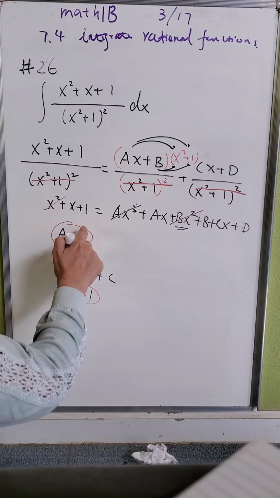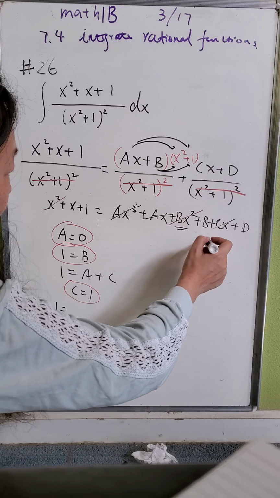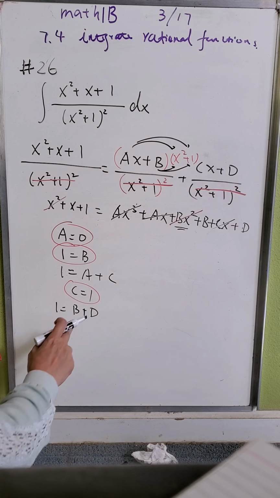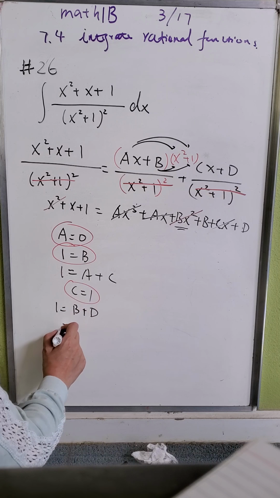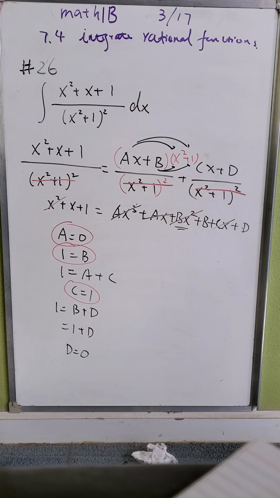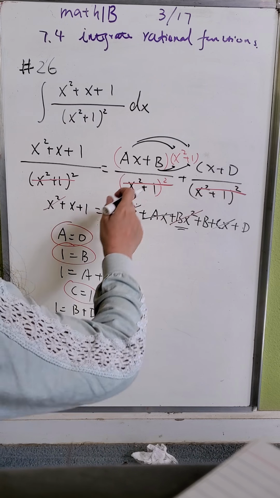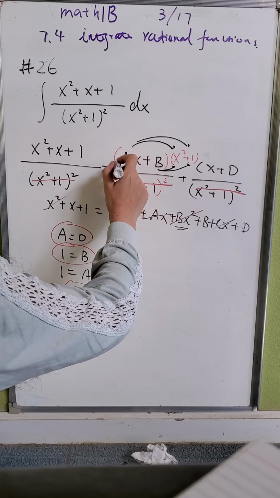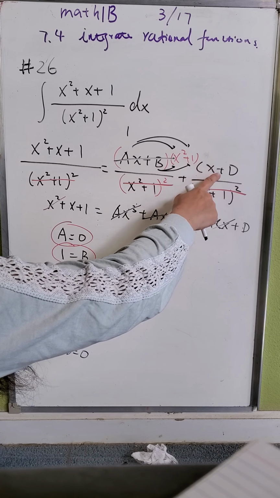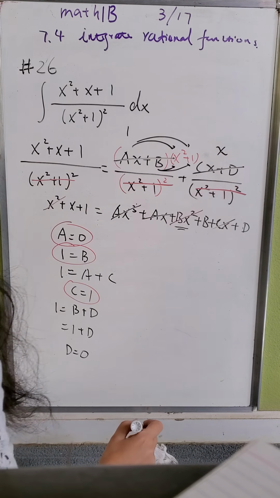And the last one is for the constant. 1 is equal to, let's see, I don't have this anymore, I don't have this, so b plus d. So b is equal to 1, and d is equal to what? 0. So that's very nice. Okay, so your a is equal to 0, b is equal to 1, c is equal to 1 and d is equal to 0. So this is just 1x, just x.